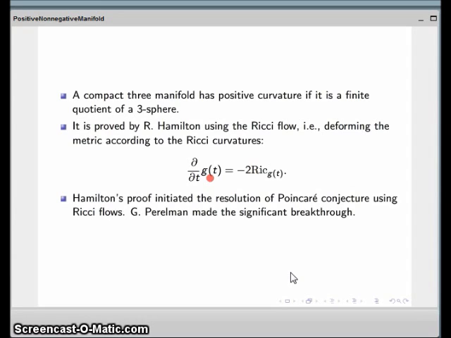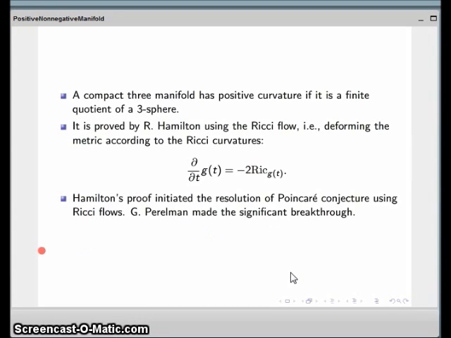So Hamilton's proof is the breakthrough. We have a very old conjecture by Poincare. The Poincare conjecture says that under certain conditions, your manifold is diffeomorphic to the sphere. Hamilton used the Ricci flow. He initiated this revolution to prove the Poincare conjecture. And about 9 or 10 years ago, Perelman made the significant breakthrough, and finally we can prove the Poincare conjecture.